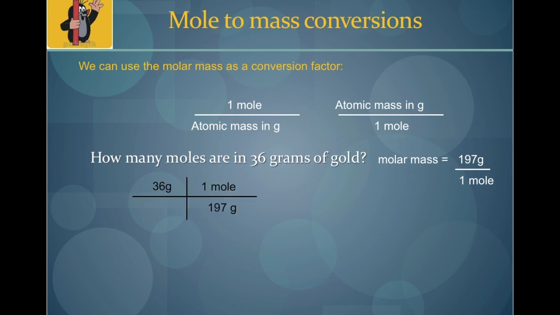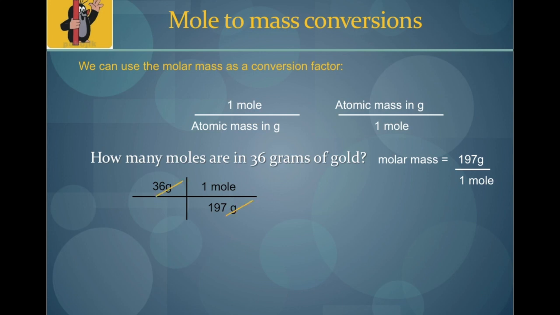But as always is the case in conversion factors, we have to arrange it so that the units we don't want cancel out, and the unit that we want to end up with ends up, in this case, on top. So how many moles? That's what we want. That's going to be on top. Grams is going to cancel, and then we do the math.